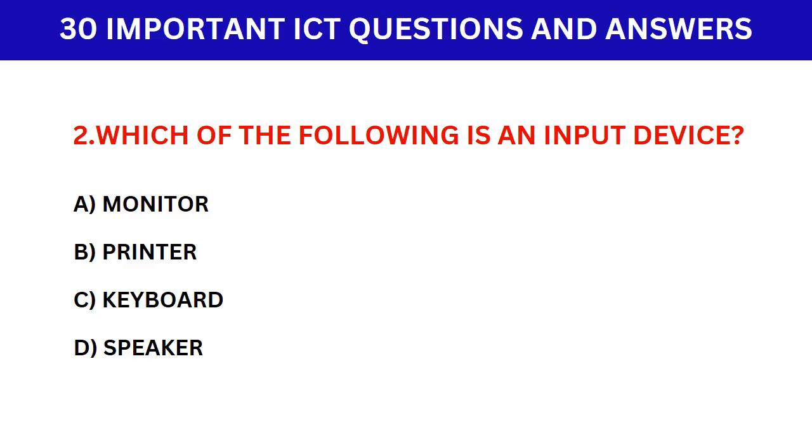Question number 2. Which of the following is an input device? Option A, monitor. Option B, printer. Option C, keyboard. Option D, speaker. The right answer is option C, keyboard. A keyboard is an input device because it is used to enter data and commands into a computer.